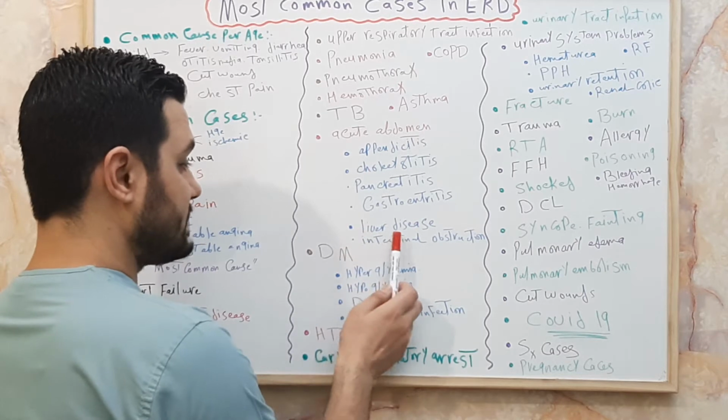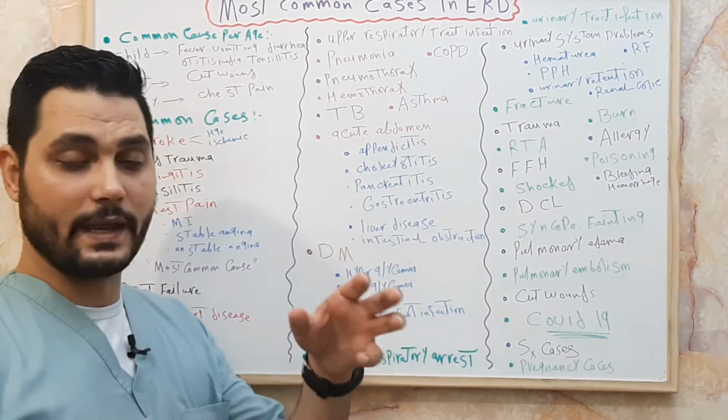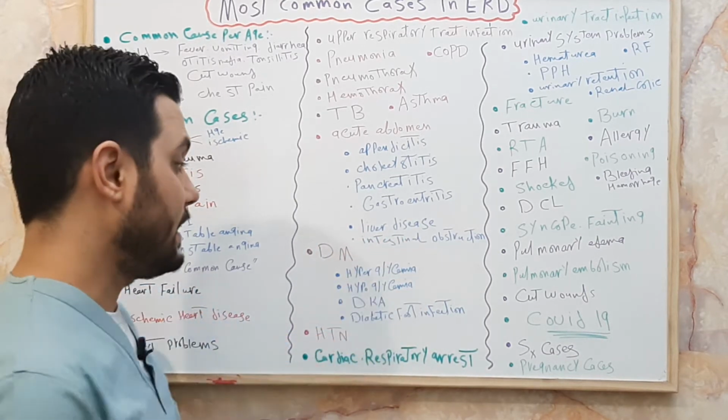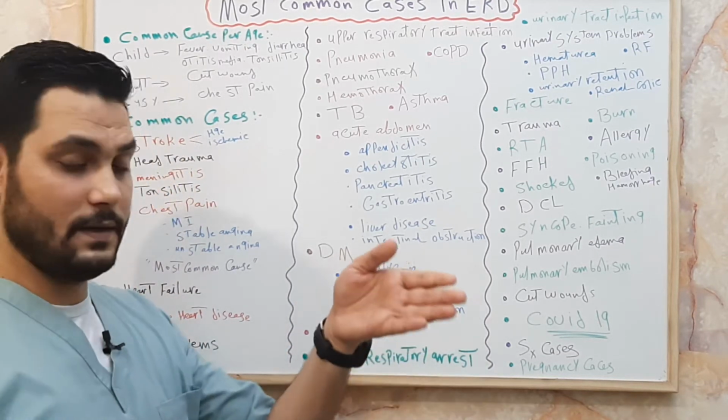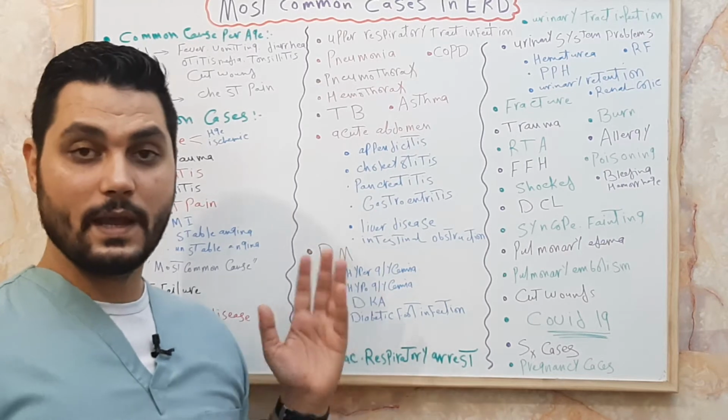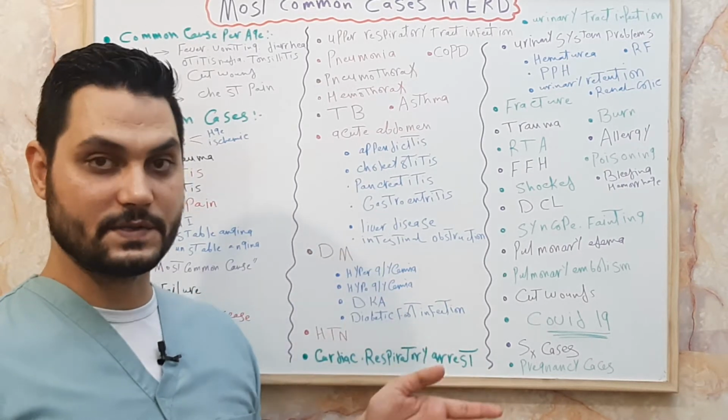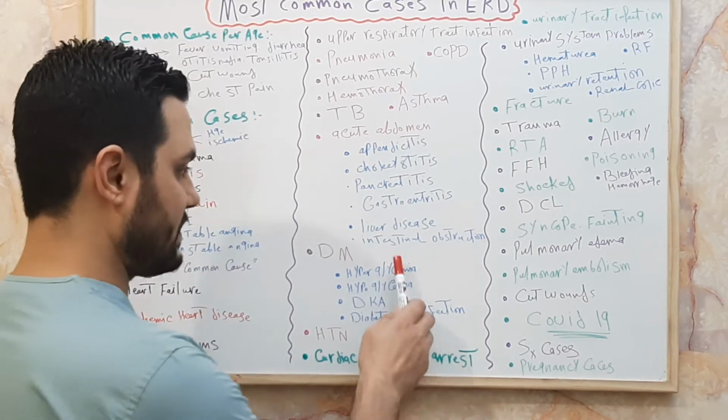Okay. Liver disease, anything related to liver disease like liver cirrhosis, hematemesis, melena. Intestinal obstruction, which is an obstruction in the intestine. This will appear in an X-ray or ultrasound, an abdomen erect X-ray.